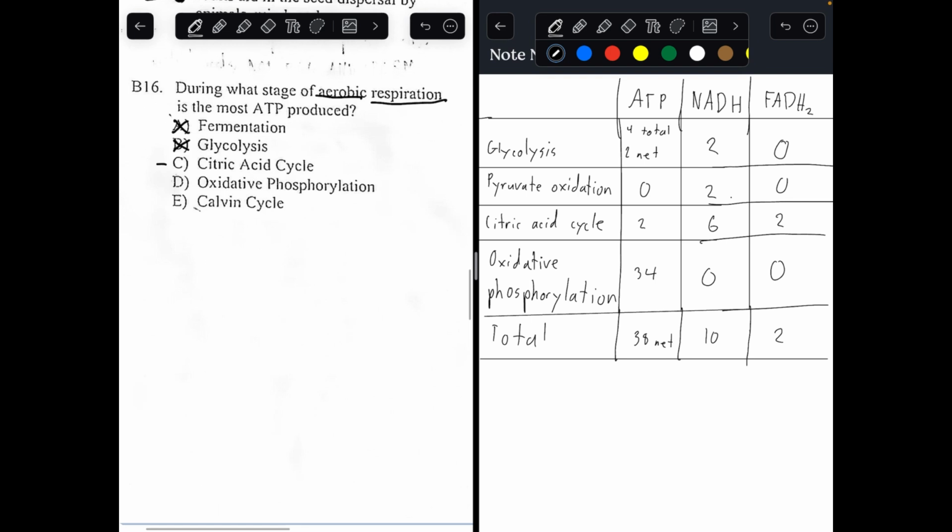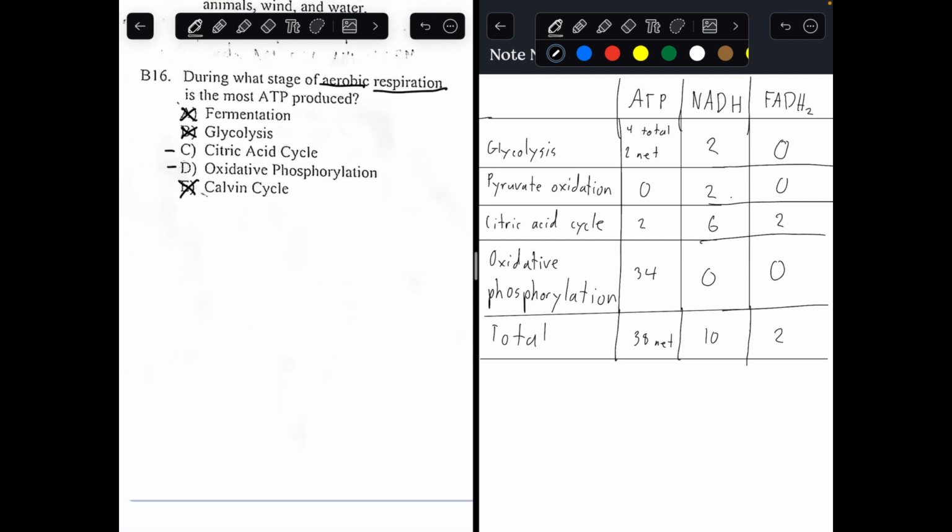Oxidative phosphorylation is also a part of cellular respiration, so we can leave that. And the Calvin cycle is part of photosynthesis, which is not respiration. Throw that out. You're left with option choices C and D. Between these two, you have to probably know that oxidative phosphorylation produces more. The electron transport chain is the bulk of the ATP produced. The citric acid cycle's main purpose is to produce NADH and FADH2.